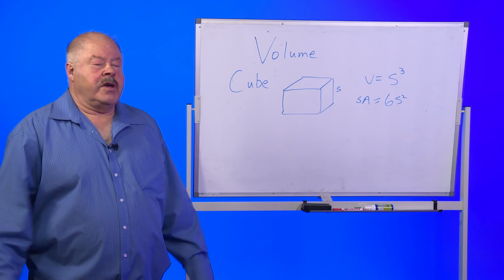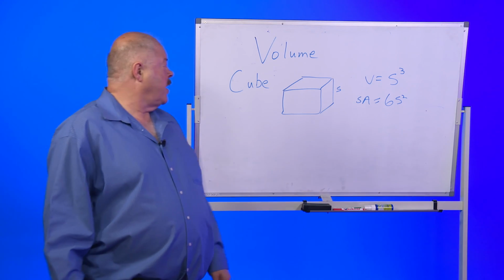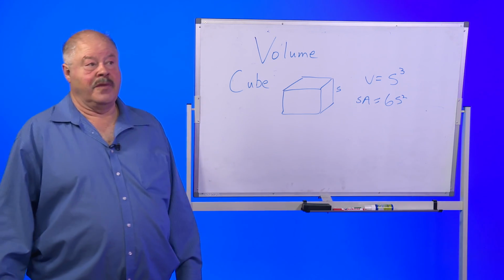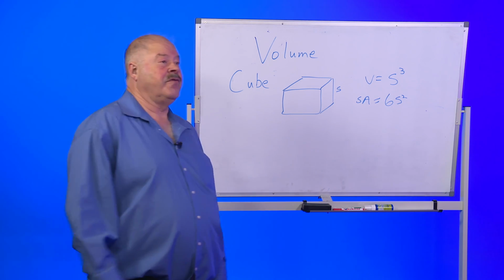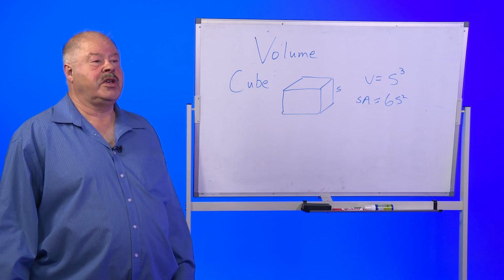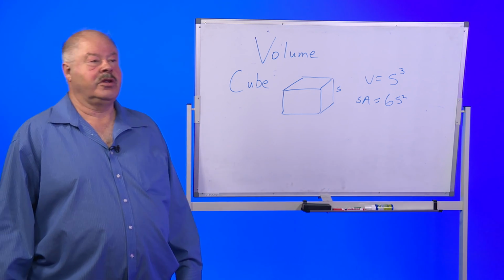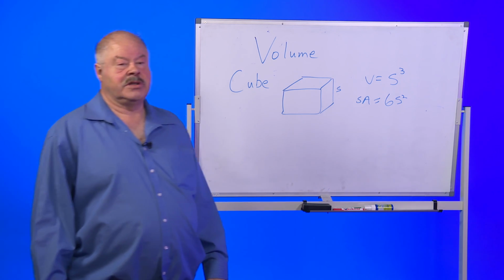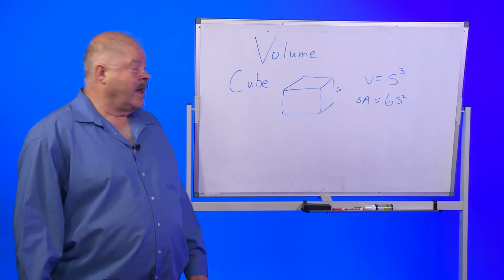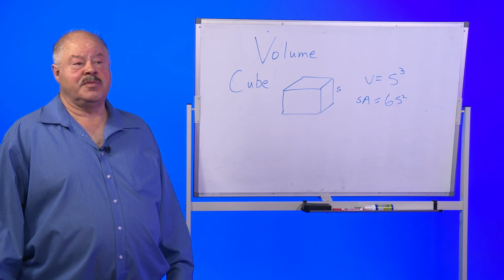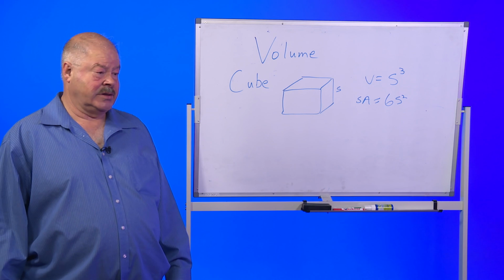All right, I got some volume questions up. Let's start with the volume of a cube. And again, volume is measured in cubic units, like cubic inches or cubic feet or cubic yards or cubic centimeters, as opposed to a square, which is measured in square units.